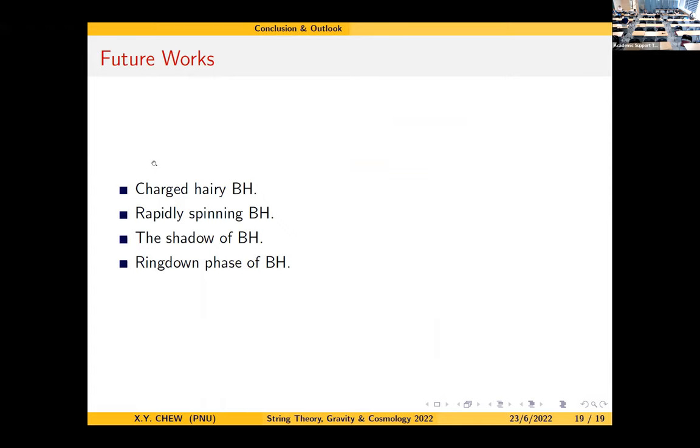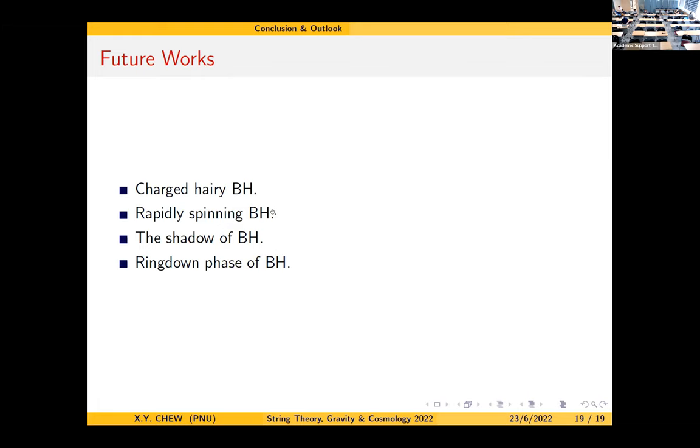For example, we can add the Maxwell field to consider the charged hairy black hole. Although we know astrophysical black holes don't carry electric charge, theoretically maybe you can study the properties of such charged hairy black holes. Since astrophysical black holes are rotating, maybe you can generalize this spherically symmetric case to the rapidly spinning black hole.